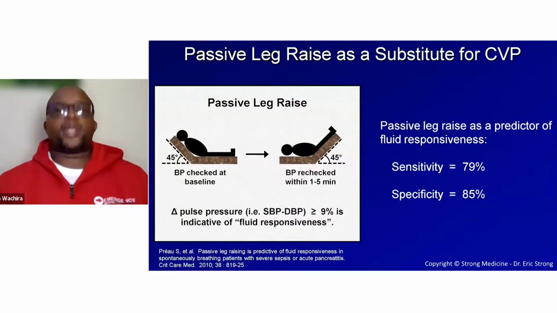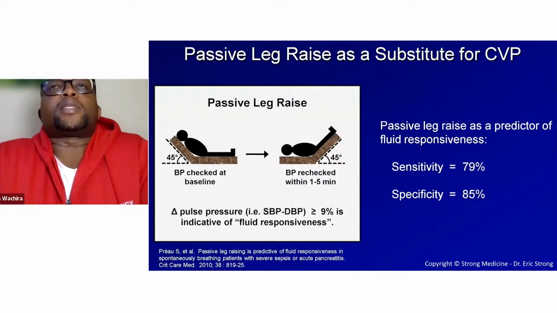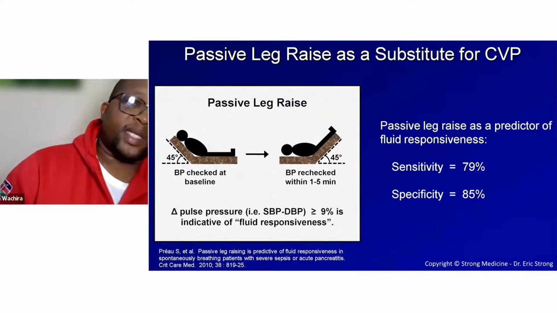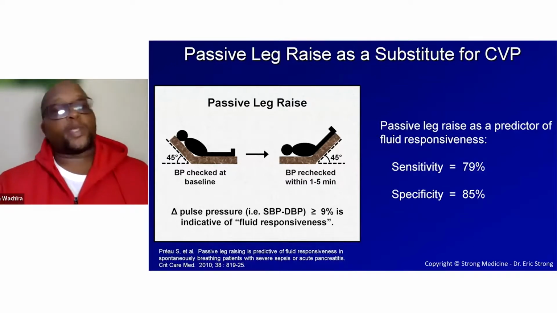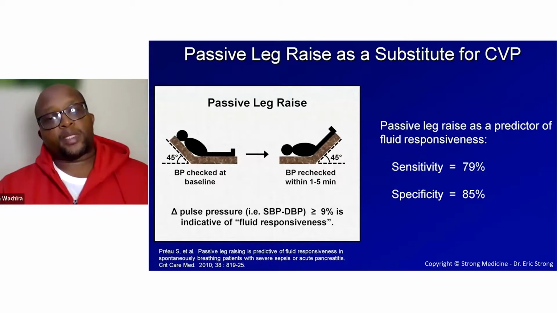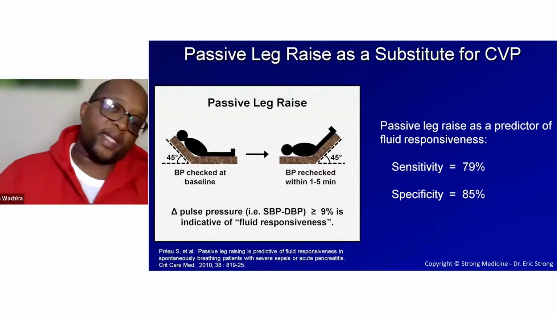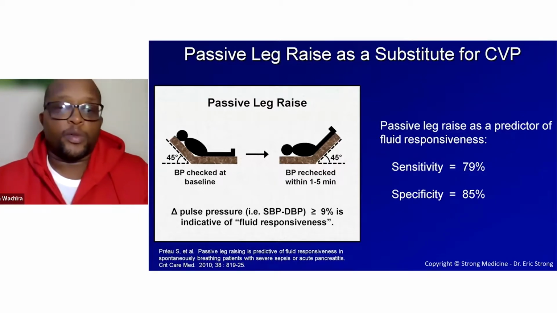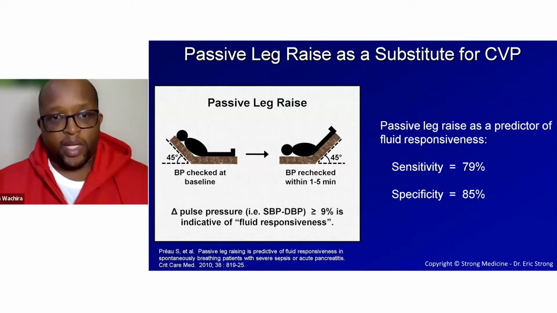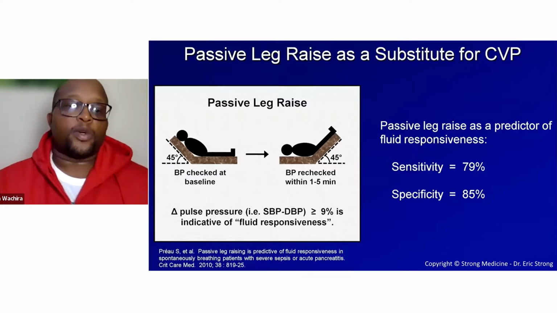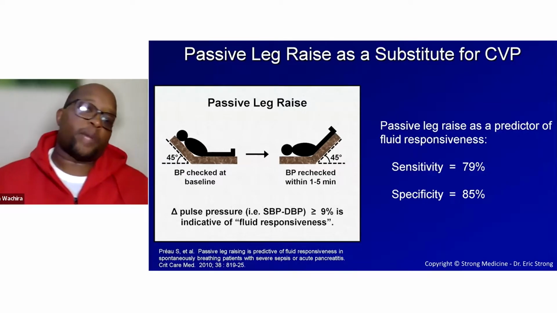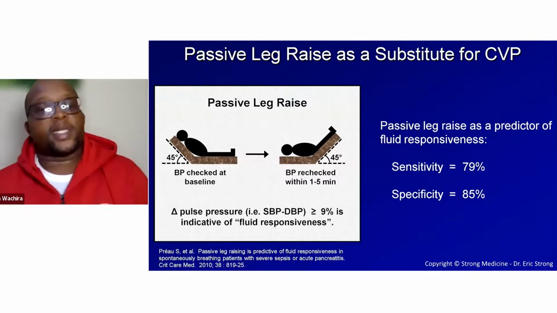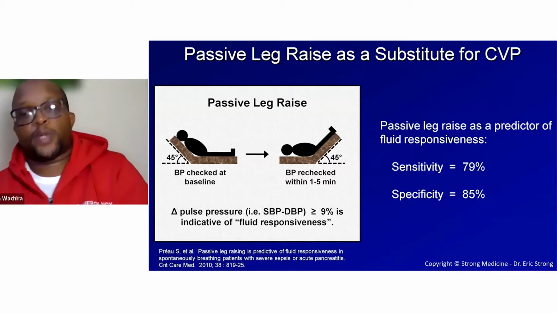So how do you determine if your patient needs fluids? This is a simple bedside test that has sensitivity of 79%, specificity of 85%, okay? Essentially, put your patient up 45 degrees, check their blood pressure, okay? Drop the head down, put the legs up 45 degrees, and within a minute or two, check their blood pressure again, okay? So a change in pulse pressure, that's the systolic blood pressure minus the diastolic blood pressure, more than 9% is indicative of a patient who will respond to fluids, okay?